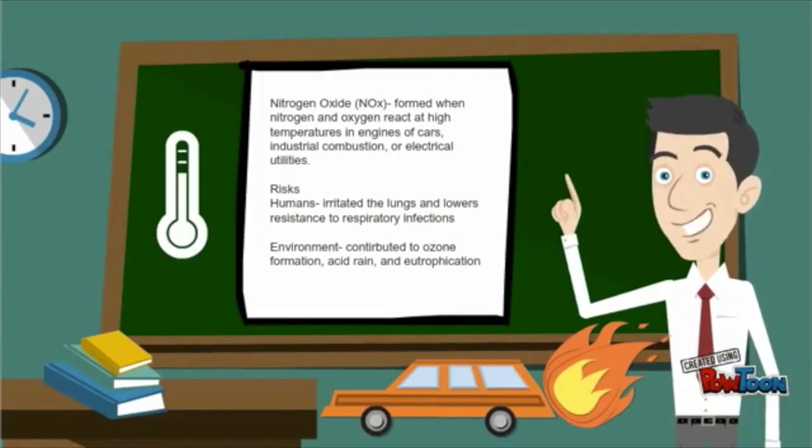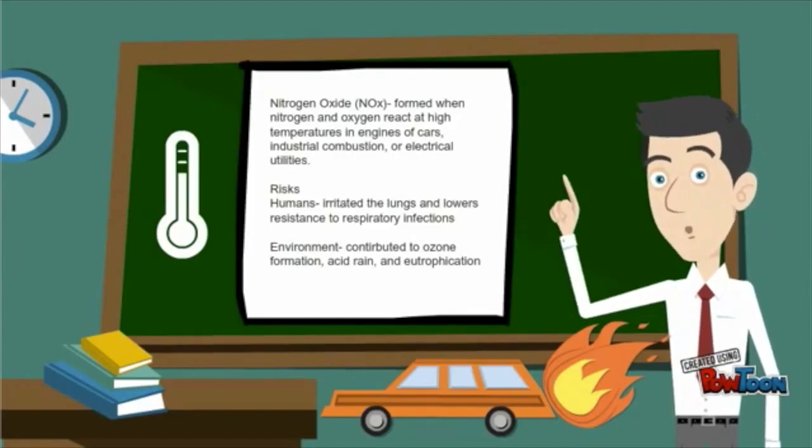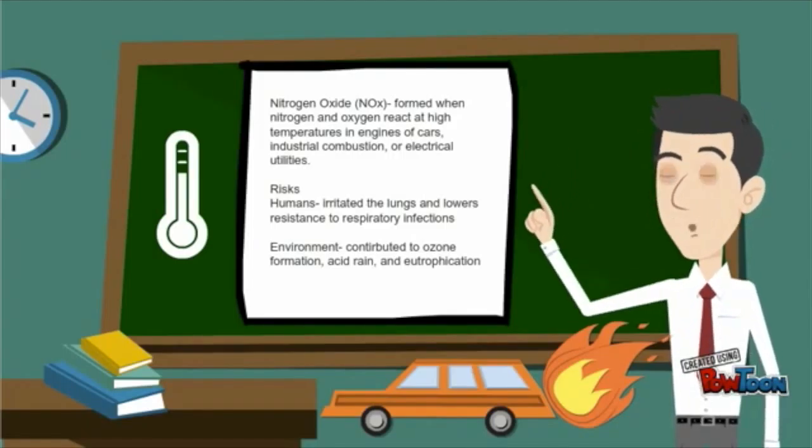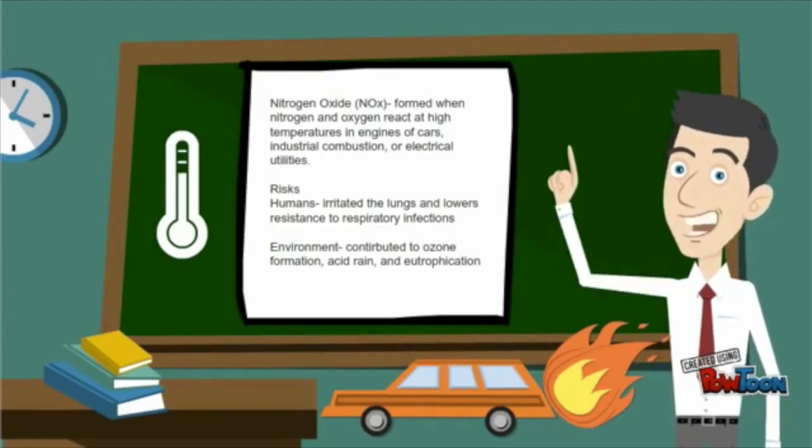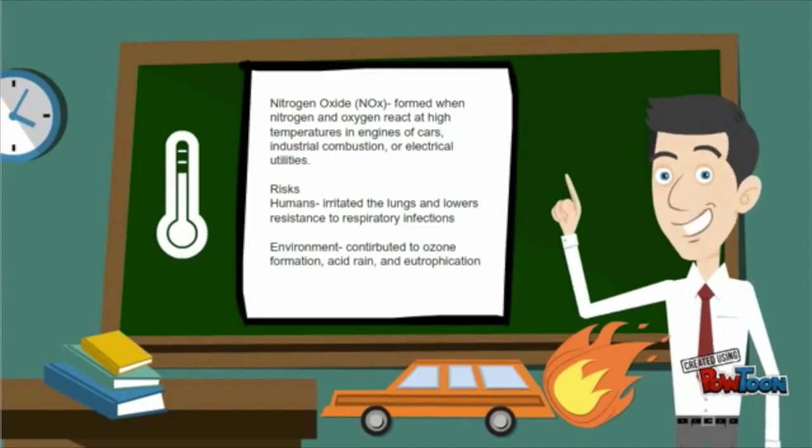Nitrogen oxide, also known as NOx, forms when nitrogen and oxygen react at high temperatures in engines of cars, industrial combustion, or electrical utilities. Risks to humans are that it irritates the lungs and lowers resistance to respiratory infections. Environmental impacts is that it contributes to ozone formation, acid rain, and eutrophication.